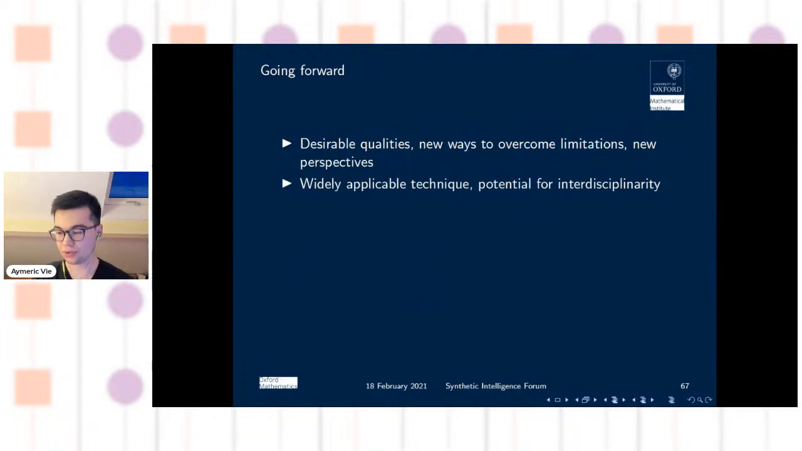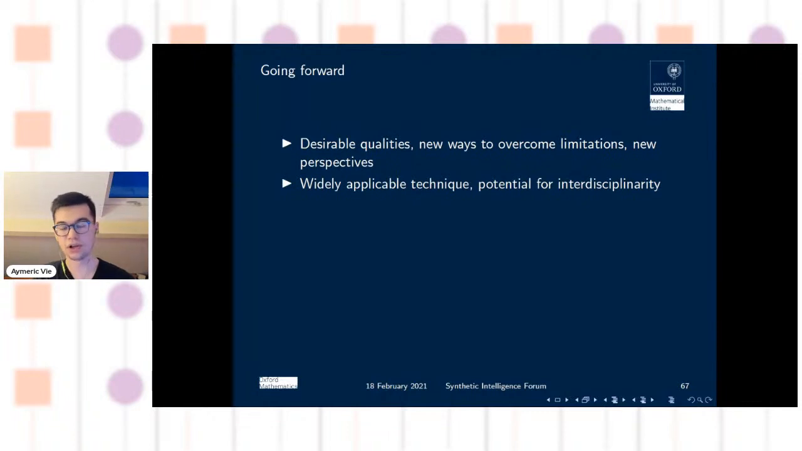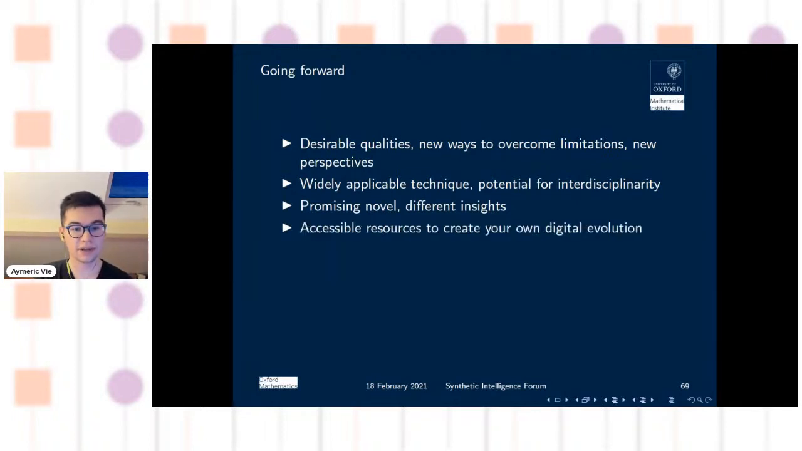So to go forward and to wrap up, I hope to have conveyed the message that GAs have very desirable qualities, that we now have new ways to overcome their limitations, and new perspectives and immense possible applications that sound very promising. I would add that it's really a widely applicable technique. There is a wide potential for interdisciplinarity. It is already used in a lot of fields. You have some nice combinations that are starting to emerge. It can give different insights than what our current algorithms can give. And I would really emphasize that it's really accessible.